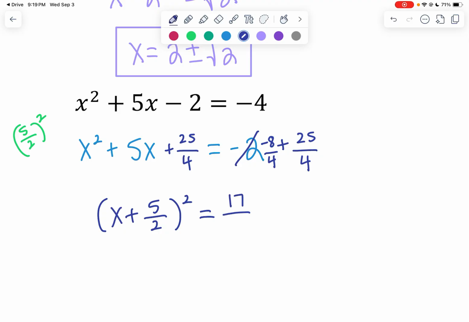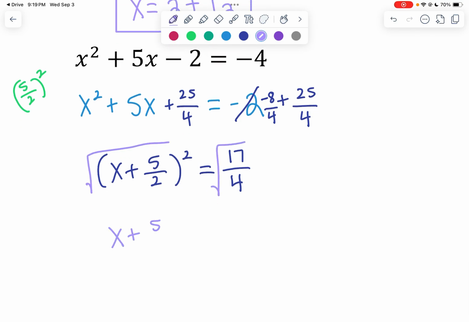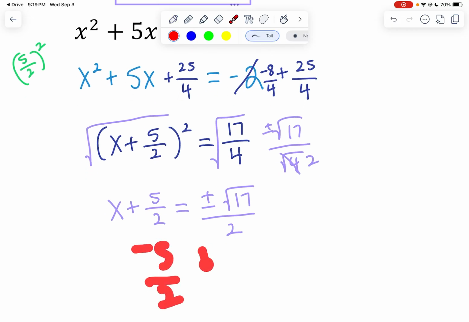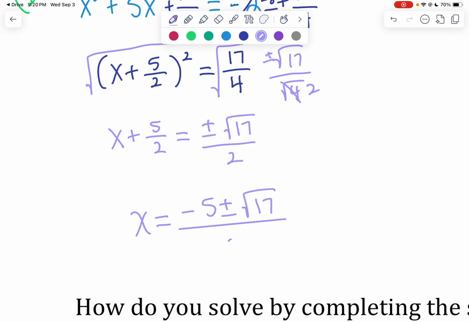is 17 fourths. And now I can solve this by square root. So square root both sides. So I have x plus 5 over 2 equals, well, that's root 17 plus or minus, right? Over root 4, which is really just 2. So that's just plus or minus root 17 over 2. And then I would end up subtracting this. Now, if you subtract it, it's just like what we said earlier. If they're both over 2, then just write your answer like this. Just say x equals negative 5 plus or minus root 17, and that's all over 2.